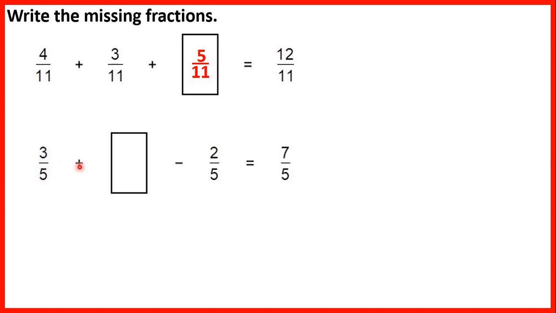Now, 3/5 plus something minus 2/5 equals 7/5. Again, our denominator will stay the same, so 5 will be our denominator, and then we have 3 plus something minus 2 equals 7. So before we subtracted the 2, we would have had 9, and 3 plus 6 is 9, so our missing fraction is 6/5. 3 plus 6 is 9, minus 2 is 7, and our denominator stays the same.